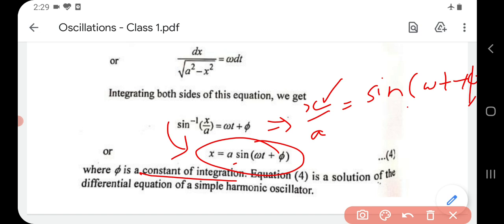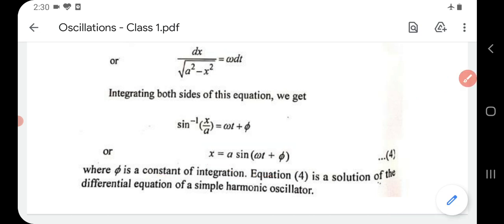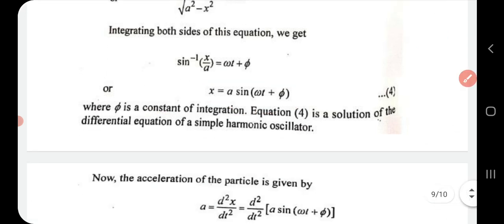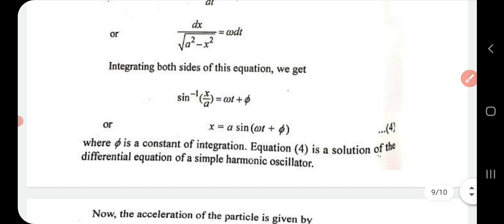What was your differential equation for simple harmonic motion? It is d square x by dt square equal to minus omega square x, that is, d square x by dt square plus omega square x equal to 0. Now finally you have found the solution of that differential equation: x equal to a sine omega t plus phi. x is the displacement, a is the maximum displacement, that is the amplitude, omega t is the frequency part, and phi is the phase change.